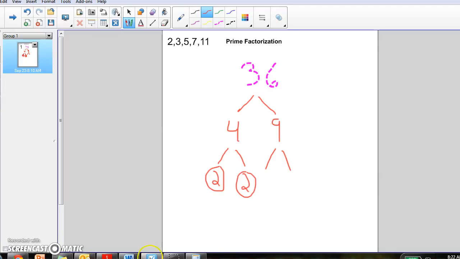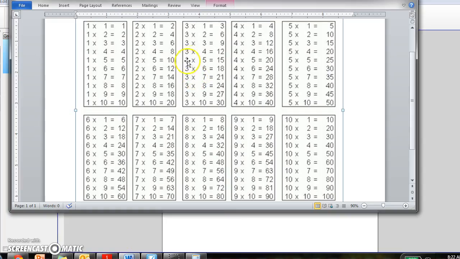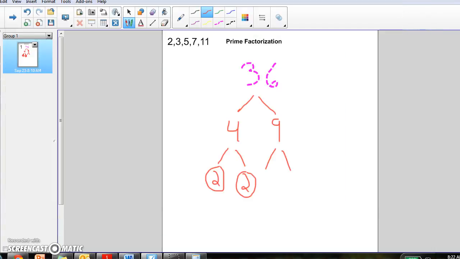Now I'm going to look for something that equals 9. I know one. 3 times 3 equals 9. All right, cool. So 2 times 2 equals 4. 3 times 3 equals 9. 4 times 9 equals 36.